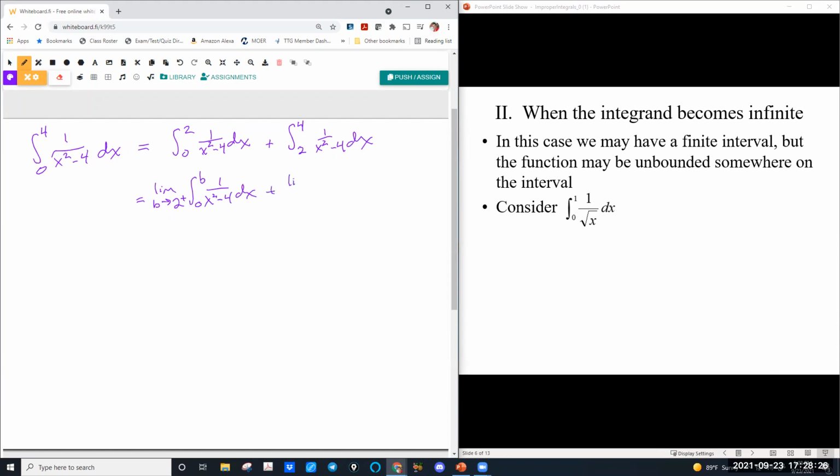And then we look at this one. Limit as a goes to 2 from the left, from a to 4. It's not a 4. Of 1 over x squared minus 4 dx. So then we do both these improper integrals, and like before, both must converge for the whole thing to converge. If just one of them diverges, the whole thing diverges. Okay. We're not going to do these right now because there's other stuff I want to look at, but I just wanted to give you an example.